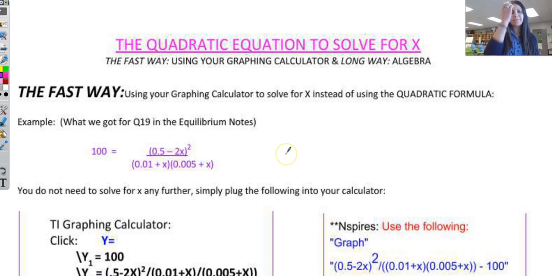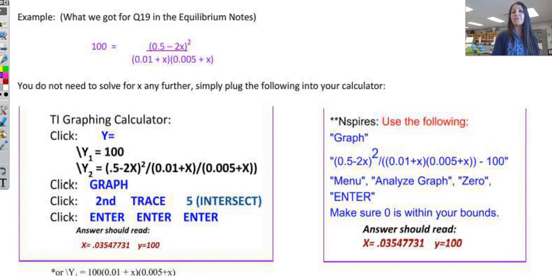So I've got some tips here on the quadratic and how to solve for X. The fast way, using the problem that we just did, is this right here. It says you do not need to solve for X any further if you have a graphing calculator. Depending on whether you have a graphing calculator or an Nspire, this is kind of the way that it works.